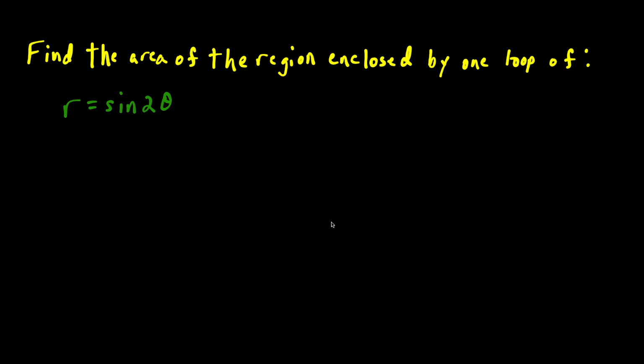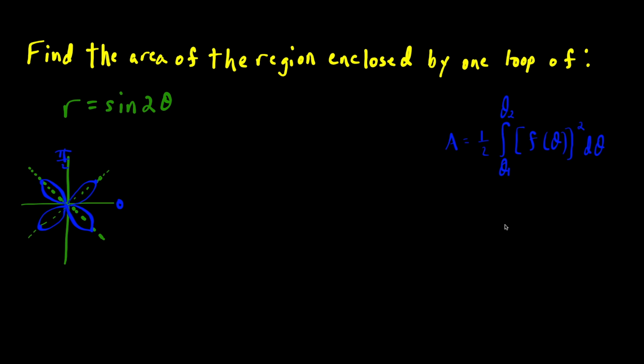of a region formed by a polar curve. So we have three examples, but for the first one, we're finding the area of the region enclosed by one loop of r equals sine 2 theta, which is a rose curve. This is just a rough sketch, and the formula that we're going to use is here.